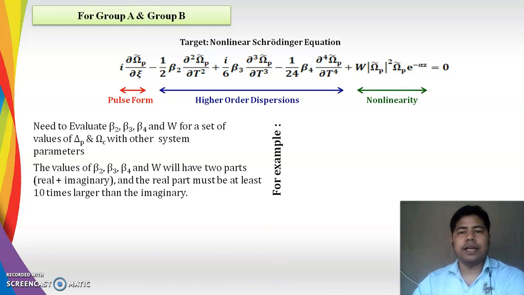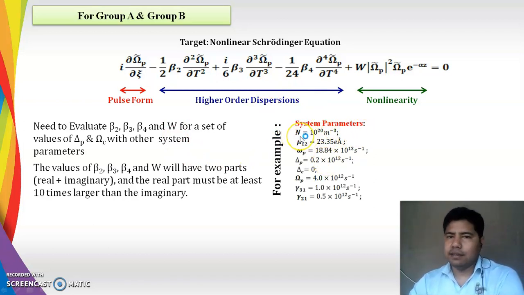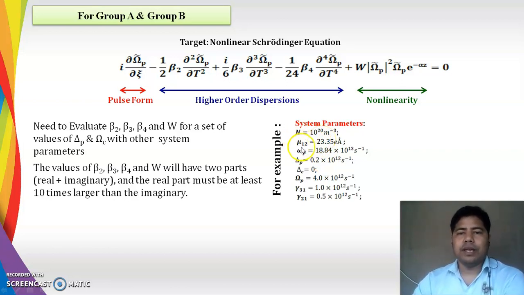Now here I'm giving an example. Say, if our system parameters are these, N is the number of electrons present in the quantum well system. Omega 1 2 is the dipole moment of that quantum well system that we have taken. Omega p is the probe frequency. Delta p is important. We have already plotted the susceptibilities with respect to this probe detuning. Delta p is the probe detuning.